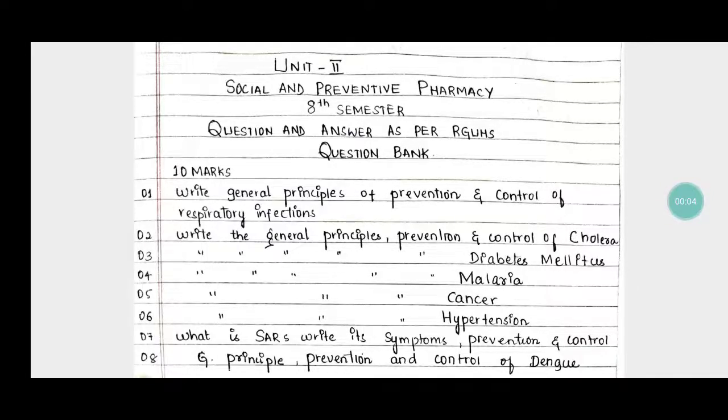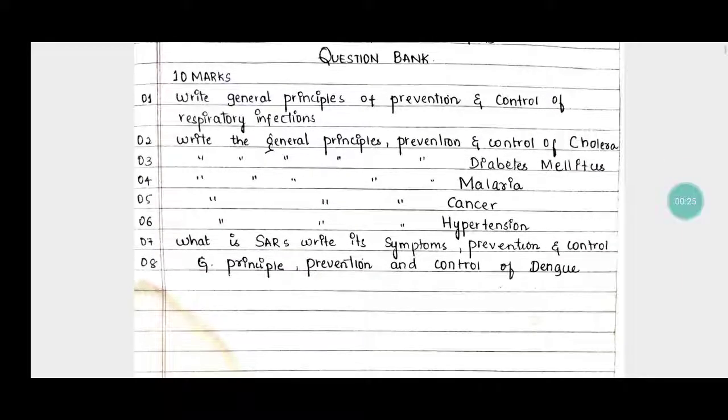So today I'm going to give you the new subject, Social and Preventive Pharmacy, 8th semester. This question I have listed out from the question bank of Social and Preventive Pharmacy for 8th semester. So today I'm going to give you the second unit, 10 marks questions and answers. These are the questions which I have picked up from the question bank of Social and Preventive Pharmacy. So these are the questions.